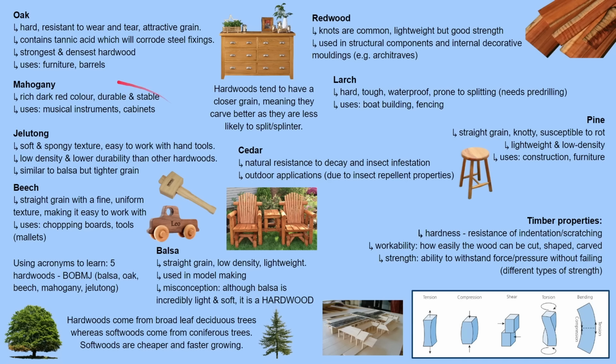So starting off with oak. Oak is a hard material, which means it does not scratch easily. It's resistant to wear and tear, and it has an attractive grain. So this is a piece of oak furniture. It contains tannic acid, which will corrode steel fixings, so often it has to be finished so it does not end up corroding other metals. It is the strongest and densest hardwood. So densest means it has the greatest mass per volume. It's used in furniture, barrels, etc.